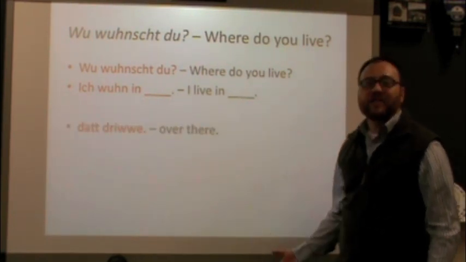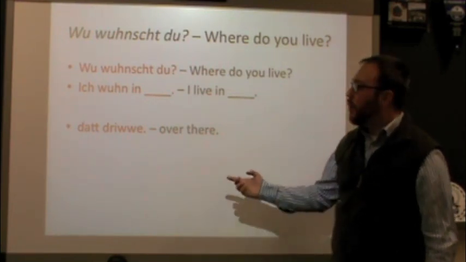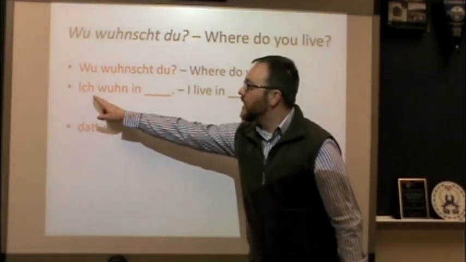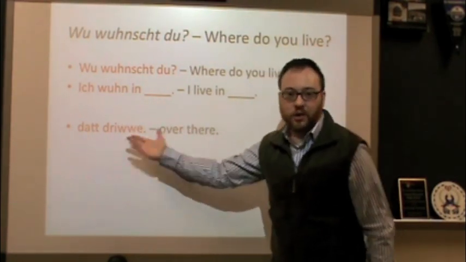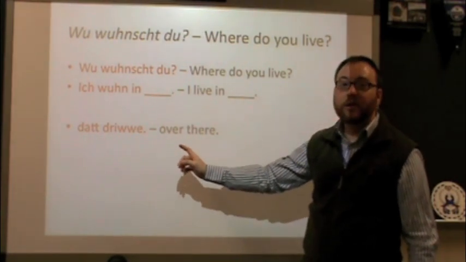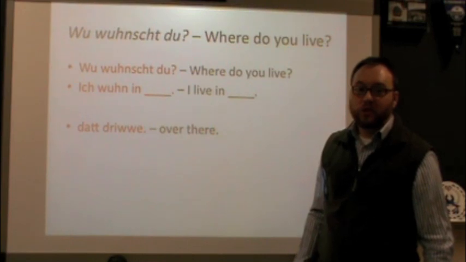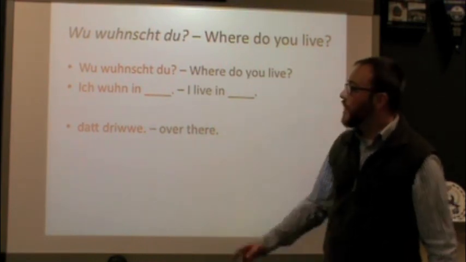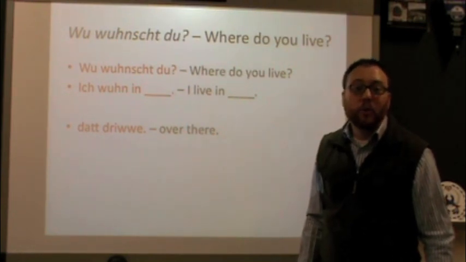We don't have to just say a town name. We have some other things we could say, like I live over there. We're going to continually use ich wohne, which means I live, and then we can insert this phrase, for example, which means over there, dot drüber. So if you want to say I live over there, ich wohne dot drüber.